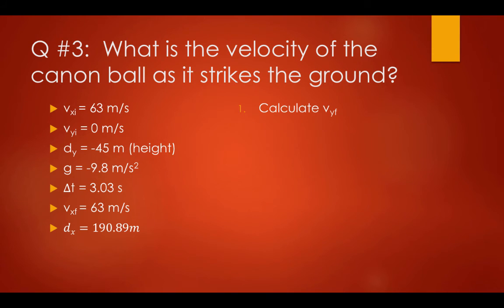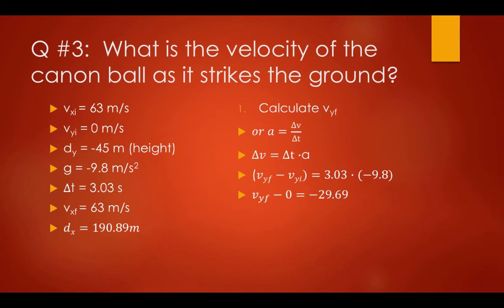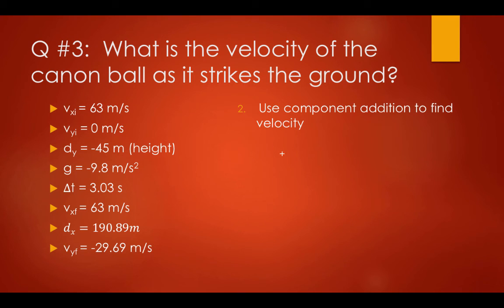For those that are used to using the acceleration formula, we can also solve for this using a equals delta v over t. Isolating delta v as t times a, we can sub in t and a as 3.03 and negative 9.8. Delta v, change in velocity, is vf minus vi. vi is 0. That gives us velocity final in the y as negative 29.69 meters per second. Looking at my final velocities in x and y as being positive x and negative y, I know that my resultant will be in quadrant 4.